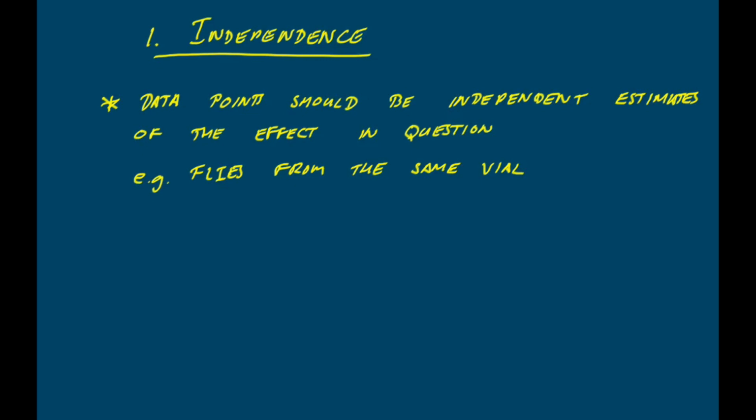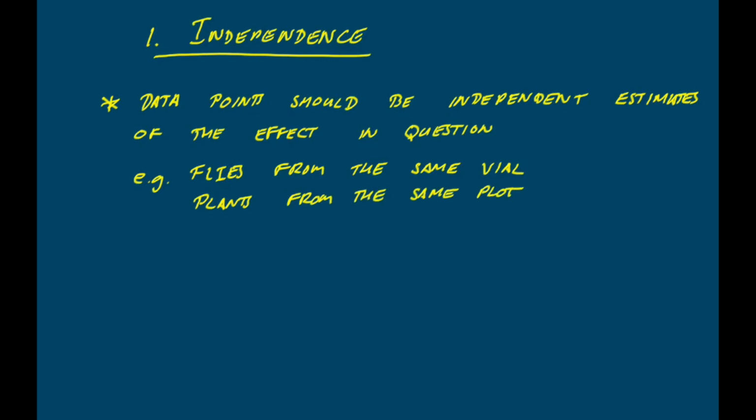So those flies within each vial are not independent estimates of the effect of diet. If you wanted to do this experiment properly, you'd need to rear individual flies in separate vials on your two different diets and weigh them, or you'd need to use multiple vials and take the vial effects into account in your analysis somehow. Some other examples of ways that data cannot be independent are if you have plants from the same plot.